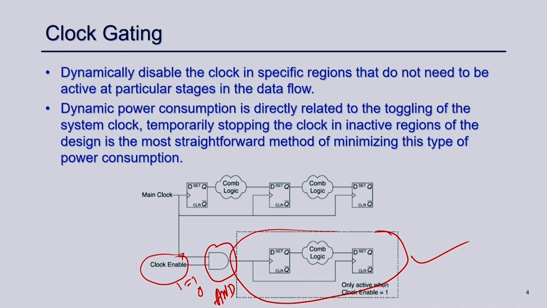So, whenever this enable is 0, the clock is 0. That means no change in the data state of this register will happen. As a result, this circuit will be inactive and there will be no toggling of data.